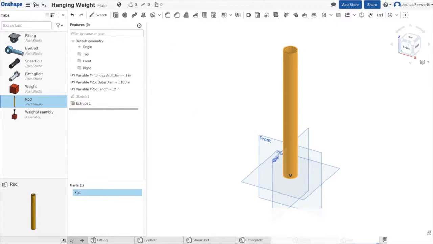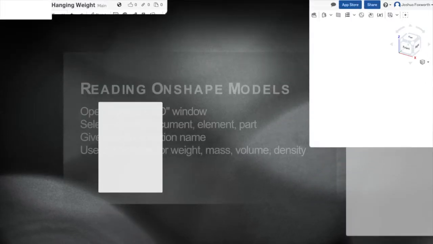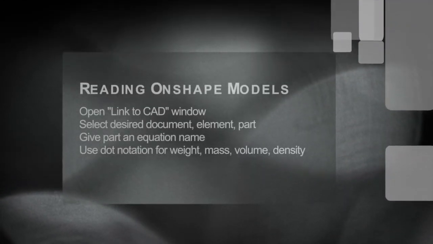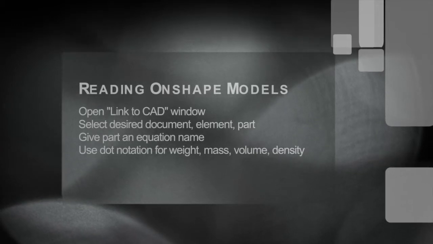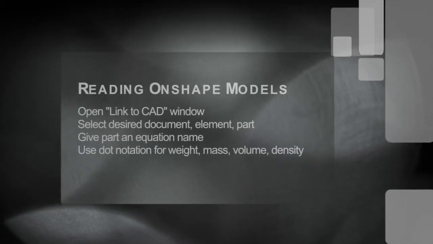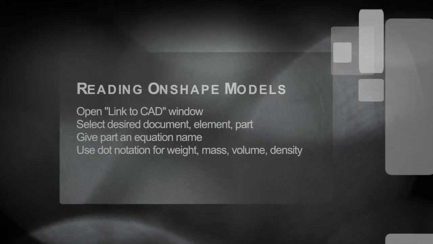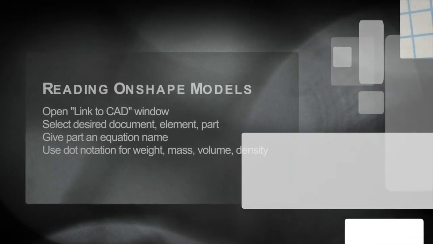So to recap, to import data from a CAD model and use it in a CADWOLF equation, you simply open the Link to CAD window, select the desired document, element, and then part. You give that part an equation name, which you use in further equations using the dot notation for mass, weight, volume, or density.